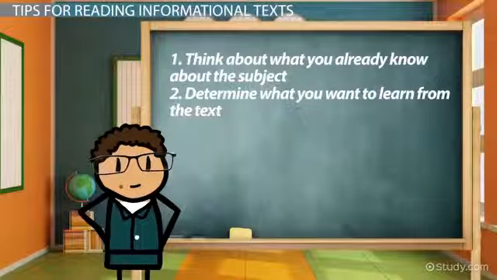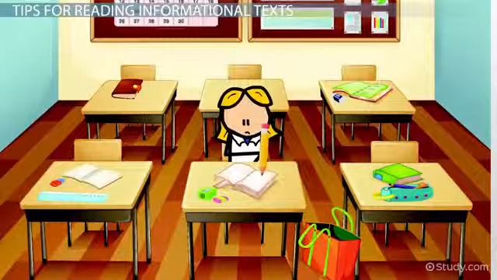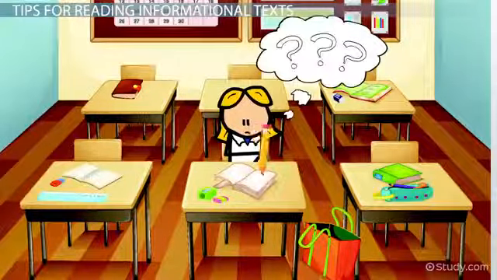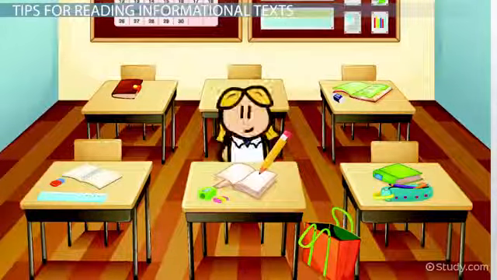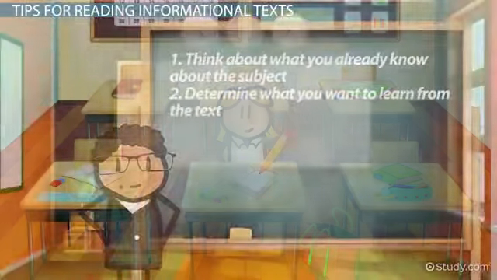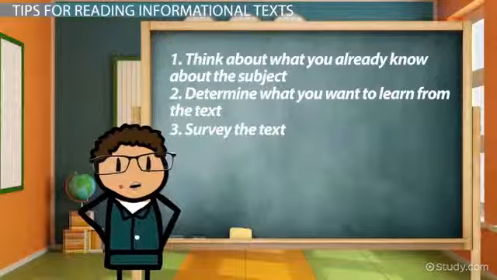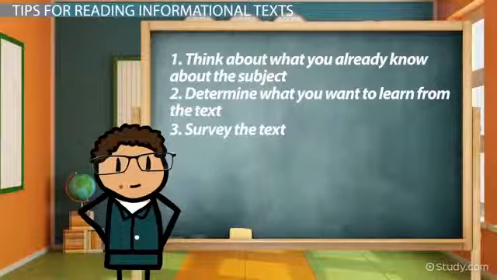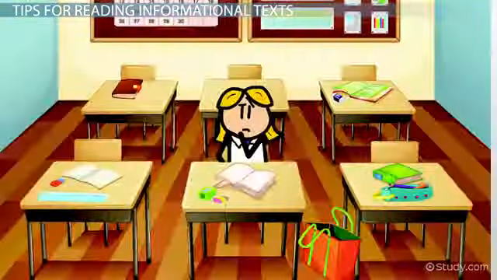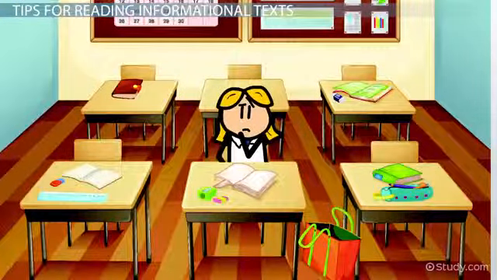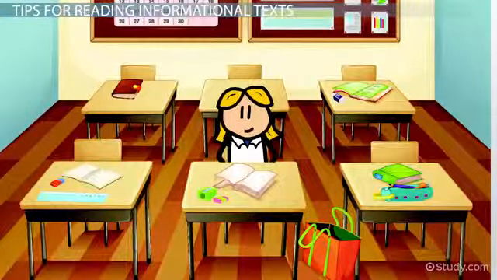What information are you looking for? Jot down a few questions that you have about the subject. This will help you stay focused as you read. 3. Survey the text. Look at the headings, notice the vocabulary words, scan the pictures and graphics. This will help you get an initial idea of the text's content and organization. When you've finished these pre-reading steps, you'll be ready to tackle the text.